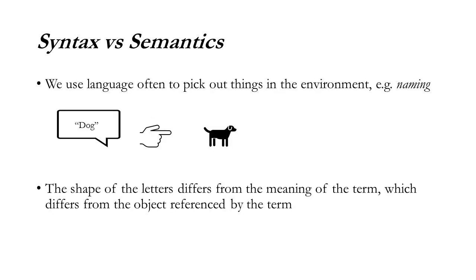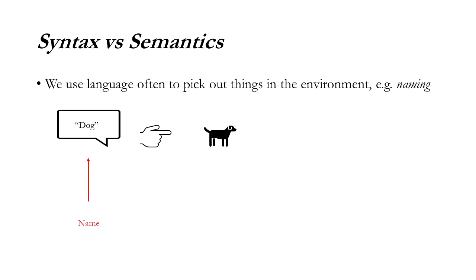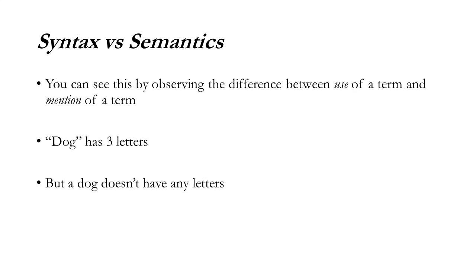Now, we use language often to pick out things in environments, and we call this naming. So check it out, dog. Somebody's saying, dog, the shape of the letters differs from the meaning of the term, which differs from the object referenced by the term, right? So here's the name, here's the thing named, and then the finger was doing the naming.